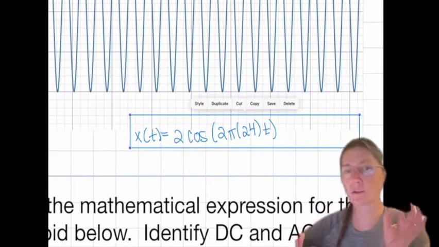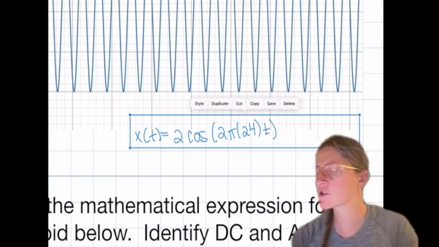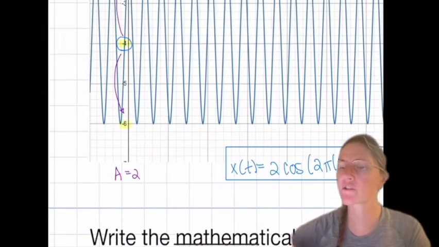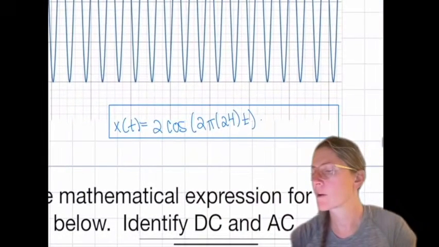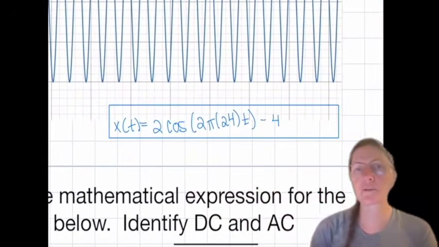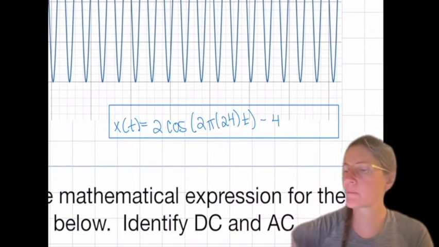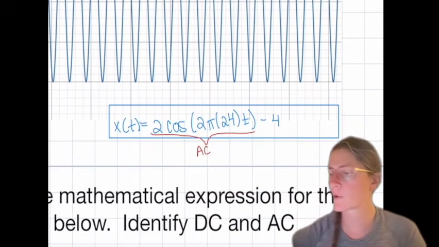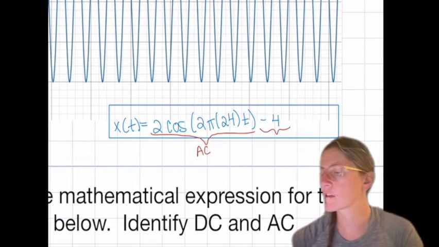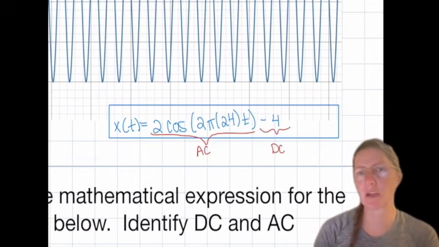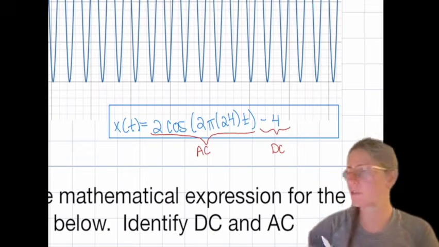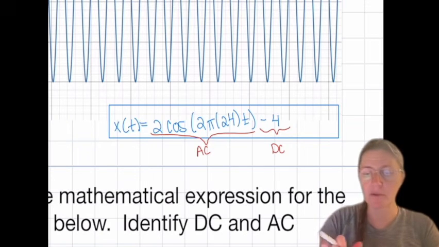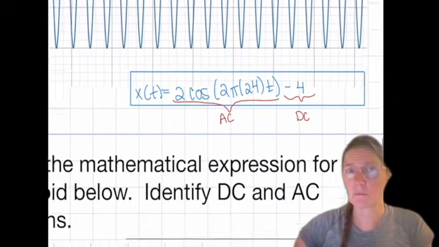So that is the signal portion, but then we also have a shift in there because it's not centered around 0, so it's shifted by -4. So this would be your mathematical expression. This would be considered the AC portion, the sinusoid portion that changes, and this would be a DC offset of -4. So this would be how you would write this waveform.